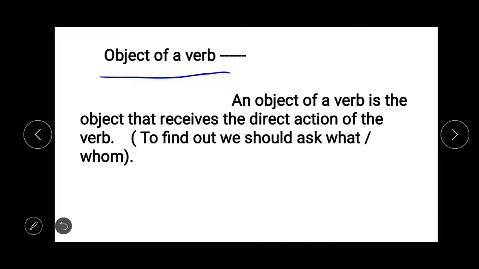And student, I know that you will get a confusion in this regard. That's why, in order to find out the object of a verb, we should ask what or whom. Means student, after getting a sentence, in order to find out its object, you should question it with what or whom. Then your answer will be your object. So student, I hope that you have well revised the object of a verb. Now let me show you another important topic of a verb.